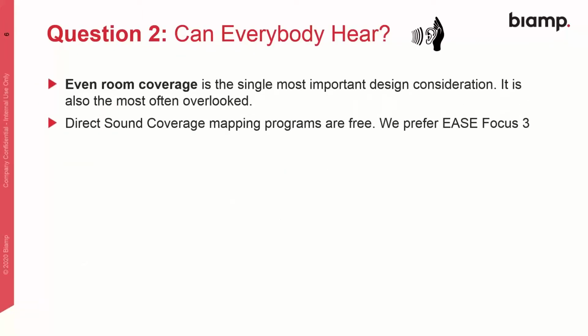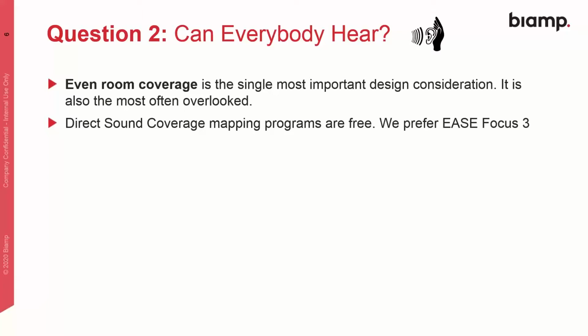Question 2, can everybody hear? Even coverage is the single most important consideration. It's also the most often overlooked. When the trunk slammers, or the people that design something, put a speaker here that looks about right, they're typically going to miss it on the coverage because they're not considering, does it get to the front corner? Is it too loud right in the middle? So we need to design for even room coverage. It's pretty much job one in system design.